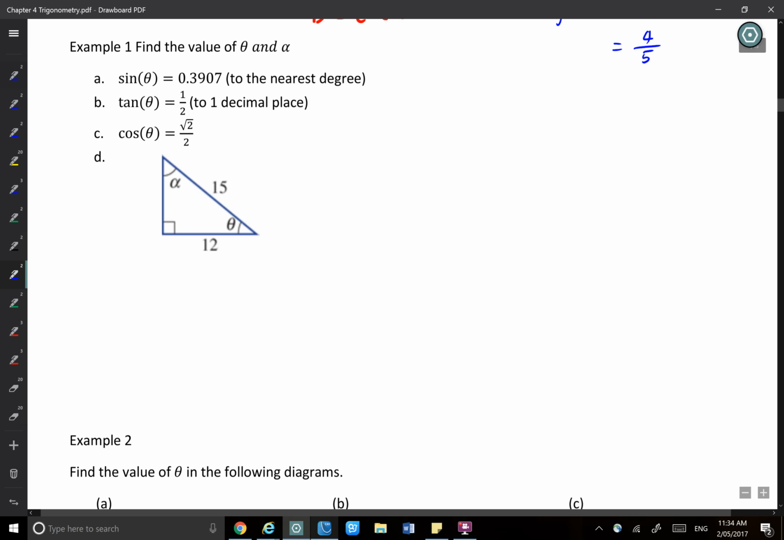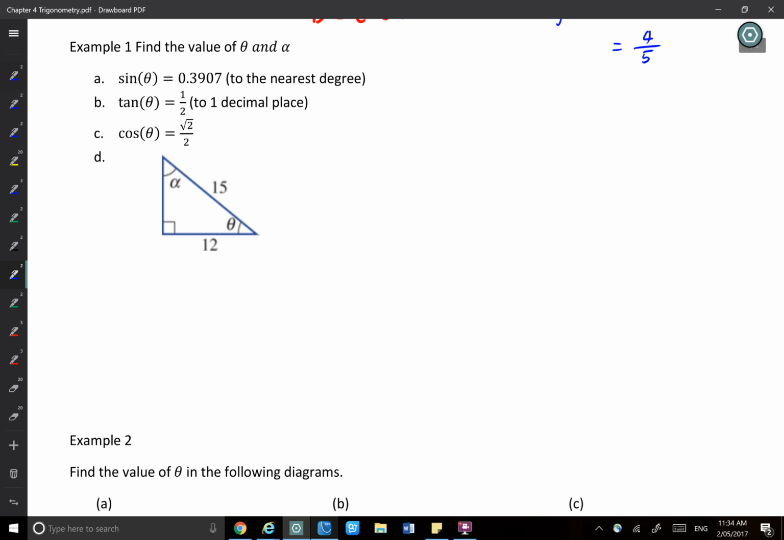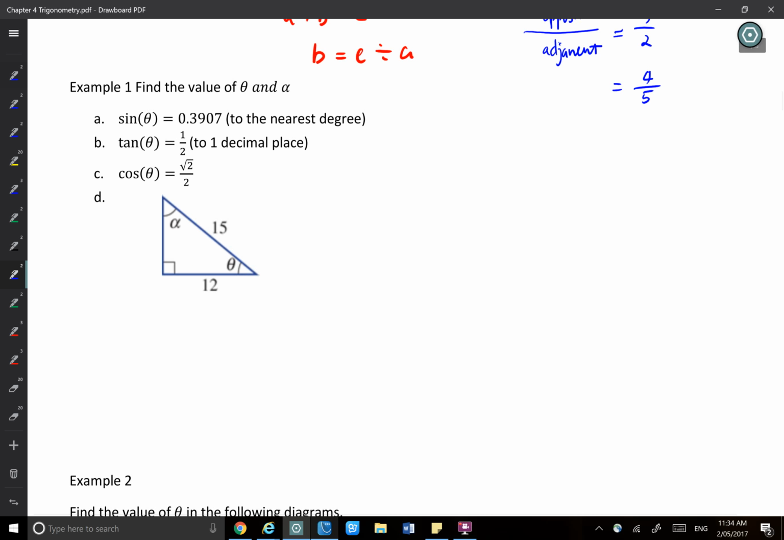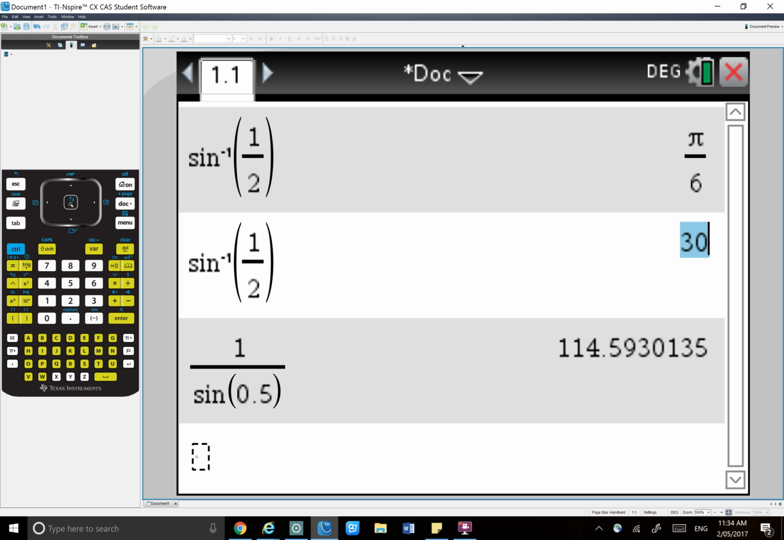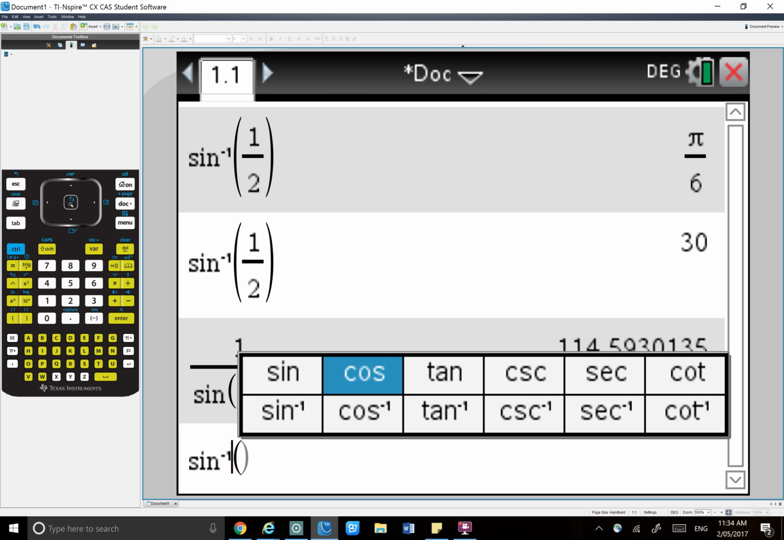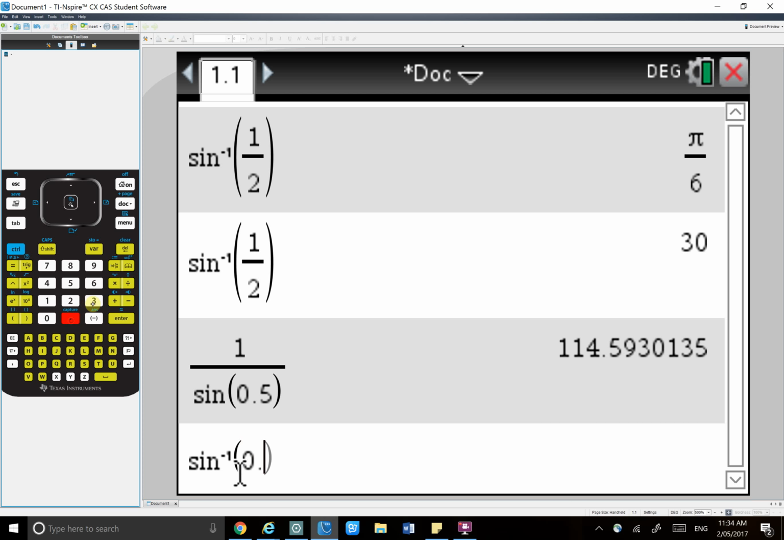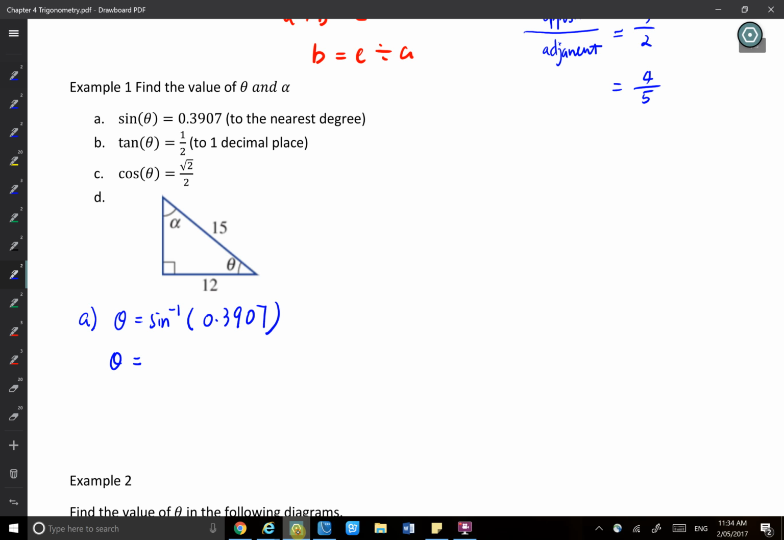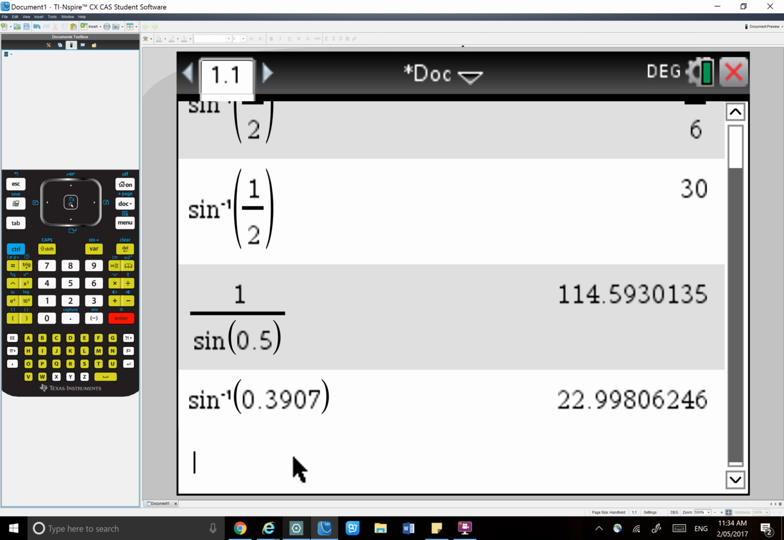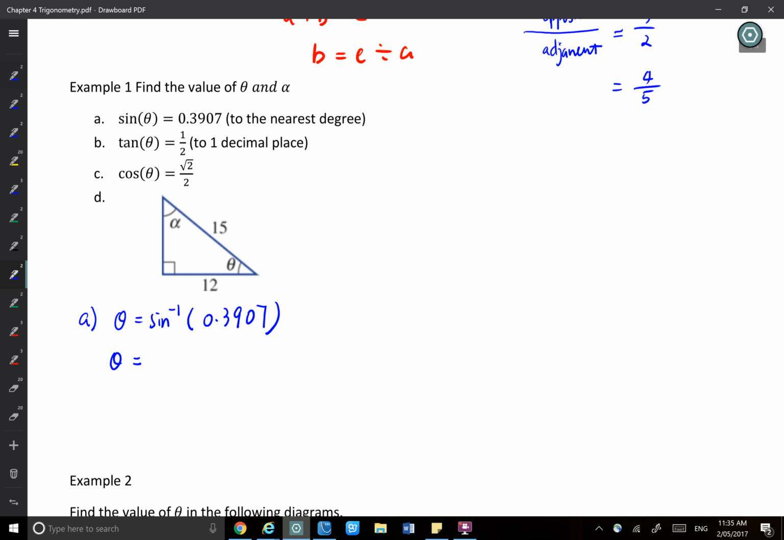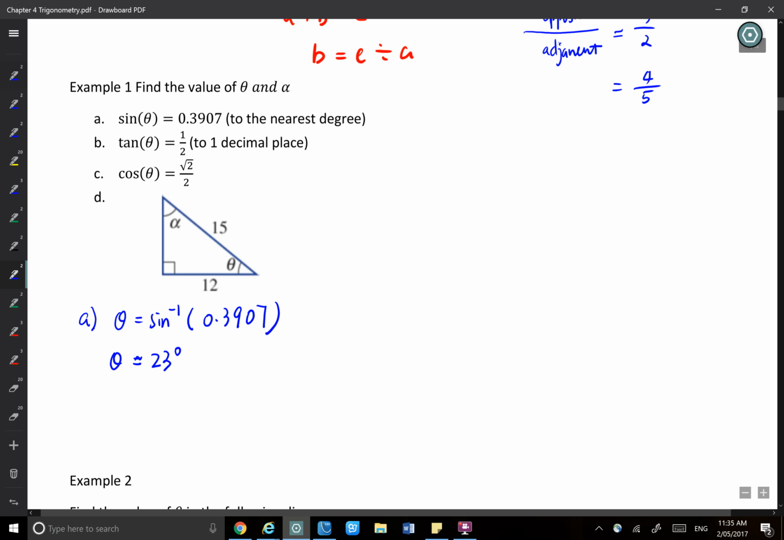First one, sine theta equals 0.3907. I want to correct that to the nearest degree. Theta will equal sine inverse of 0.3907. Sine inverse 0.3907, and enter. That's 22.998 degrees, so about 23 degrees.